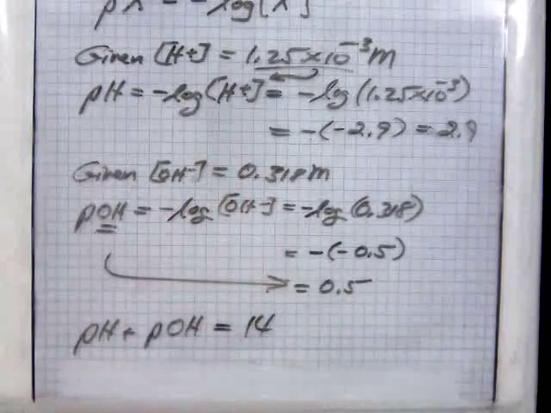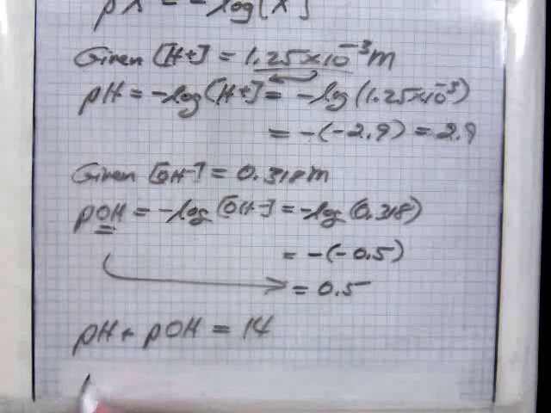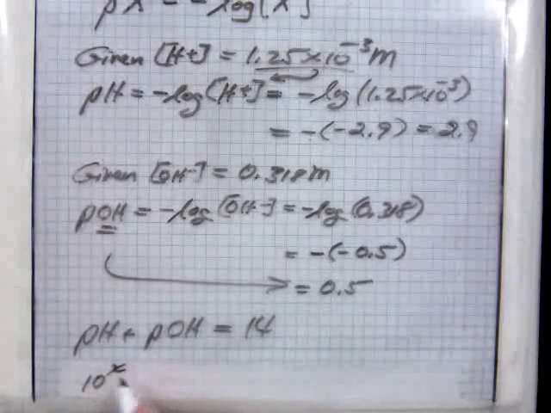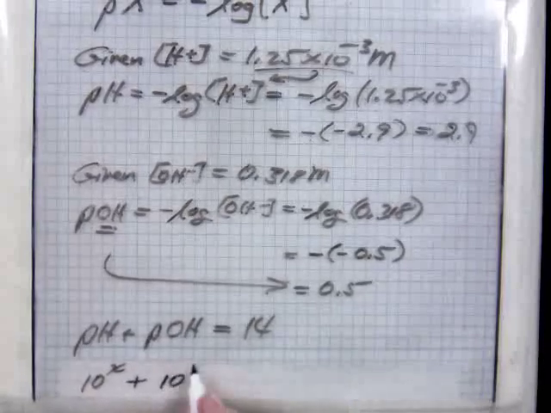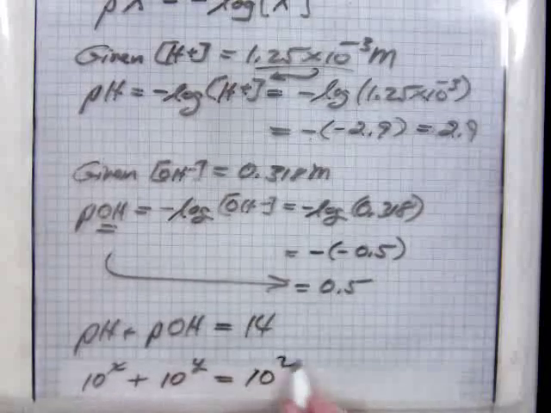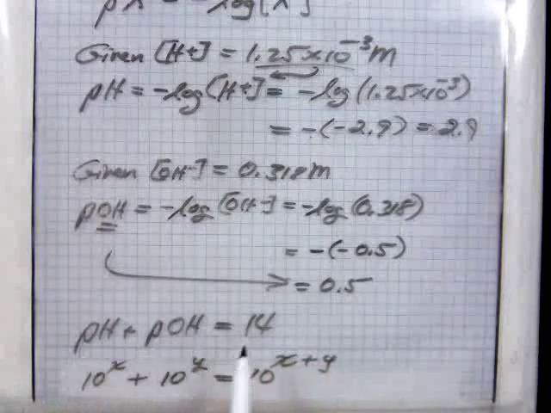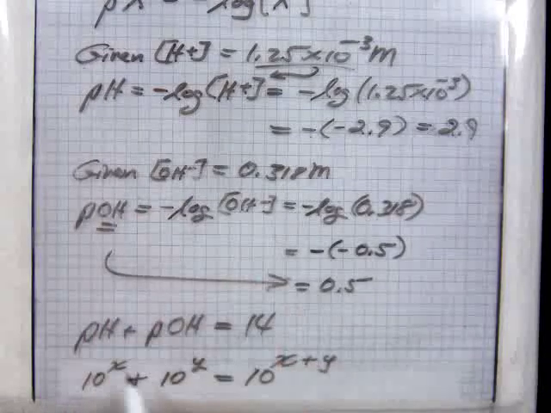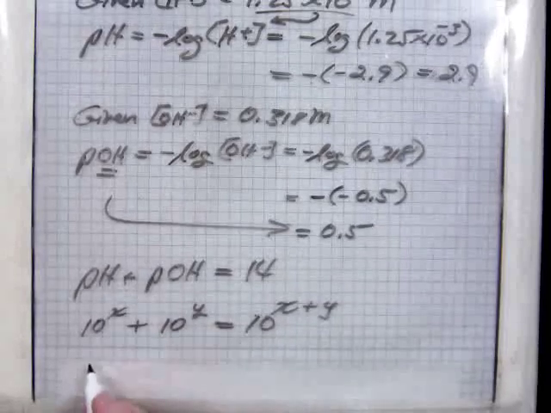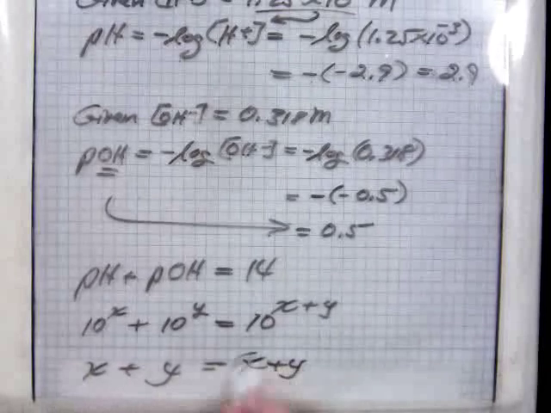So these are exponentials. If you had 10 to the x times 10 to the y, you would have 10 to the x plus y. Well, pH and pOH are logarithms. Well, logarithms are exponents. So as an exponential, it is x plus y equals x plus y over here.